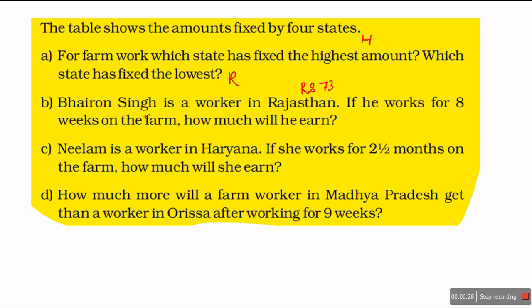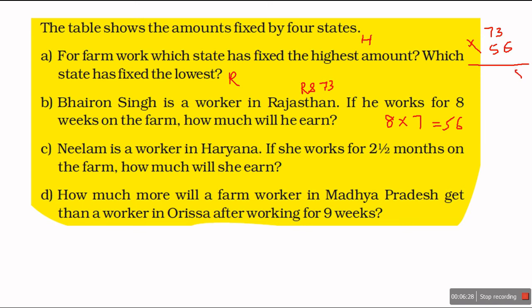Okay. Bhairav Singh is a worker in Rajasthan. If he works for 8 weeks, 8 weeks means 8 into 7 days a week. How many days in a week? 7. So 8 7s are 56. He worked for 56 days. How much will he earn? So in this case, I will multiply 73 with 56 because he worked 56 days and rupees 73 is the salary fixed for him. Okay.